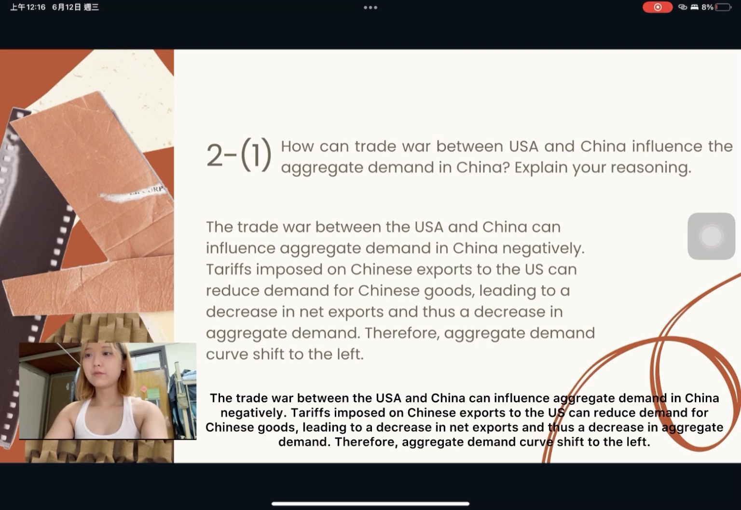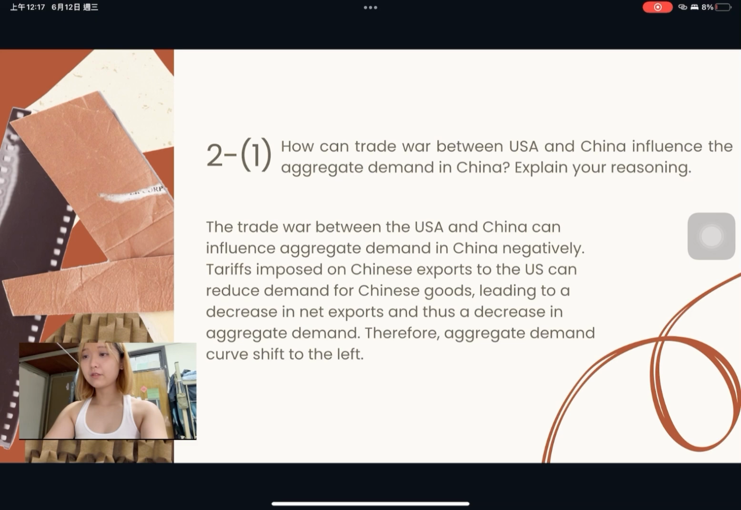For question 1, the trade war between the USA and China can influence aggregate demand in China negatively. Tariffs imposed on Chinese exports to the US can reduce demand for Chinese goods, leading to a decrease in net exports and thus a decrease in aggregate demand. Therefore, the aggregate demand curve shifts to the left.